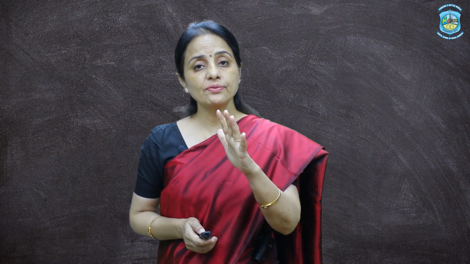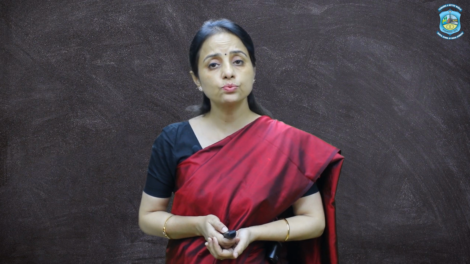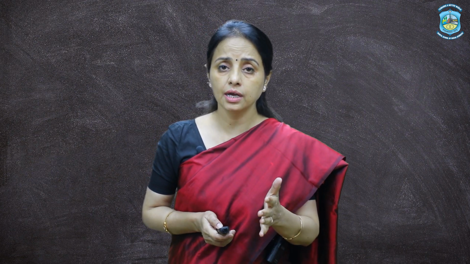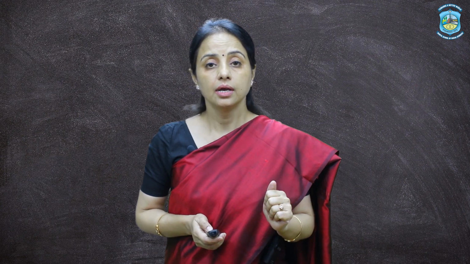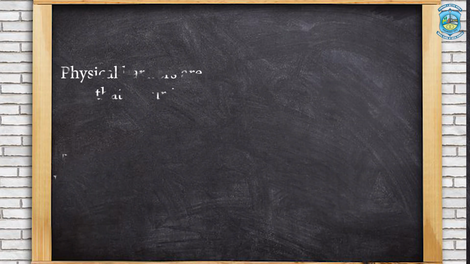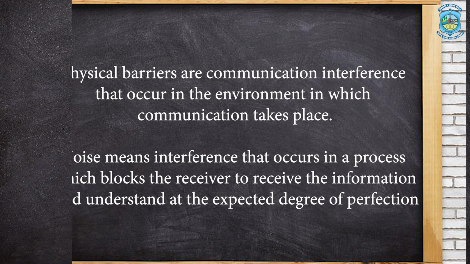To start with, we'll first go ahead with the physical barriers. These are the barriers which can be expressed in physical or measurable terms. It can be in the form of noise. Physical barriers are communication interferences that occur in the environment around us, wherever the communication is taking place. It means interference that occurs in a process which blocks the receiver from receiving the message being sent by the sender to a degree of perfection.